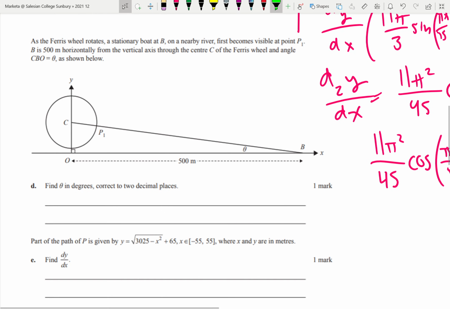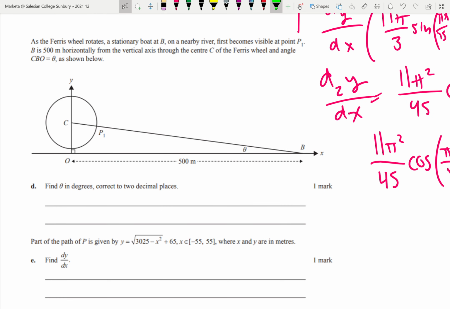Okay, as the Ferris wheel rotates, a stationary boat at B on a nearby river first becomes visible at point P. Okay, so let's see, where's that? So it must be here. So when you're there, you can see this boat over here. So here's a boat, and as you're going on the Ferris wheel, you see the boat at that point. All right. B is 500 meters horizontally from the vertical axis through which the center of the Ferris wheel and angle CBO, that's that angle there, equals theta as shown. So I'll get rid of that boat there. All right. So find theta in degrees, correct to 2 decimal places.